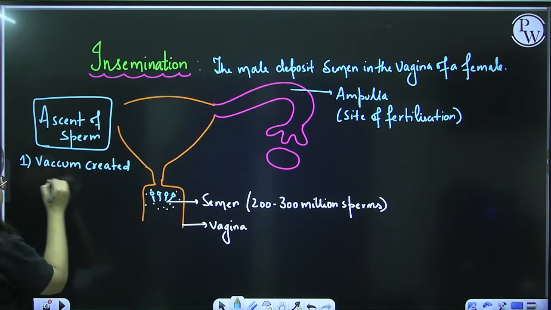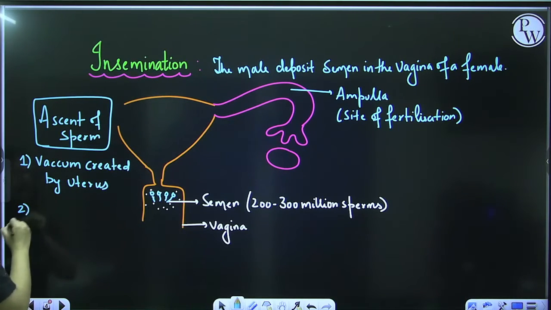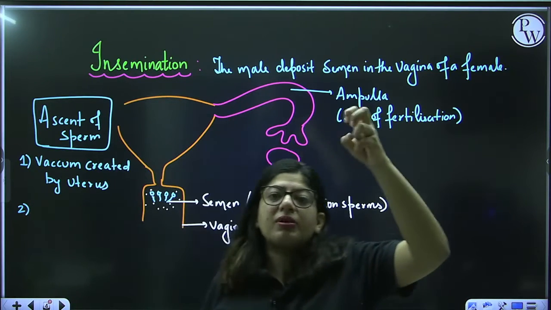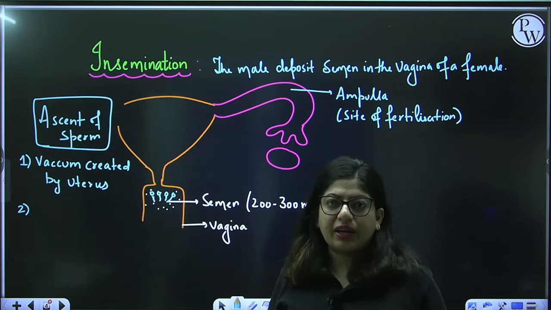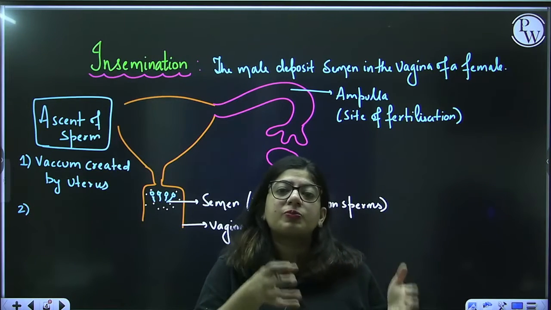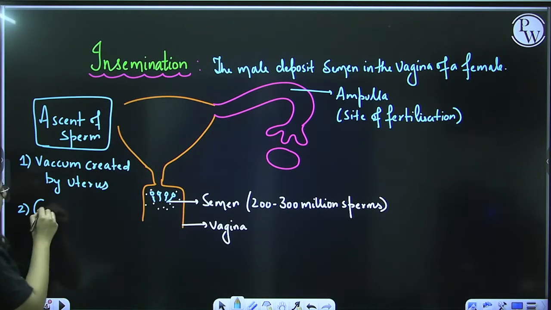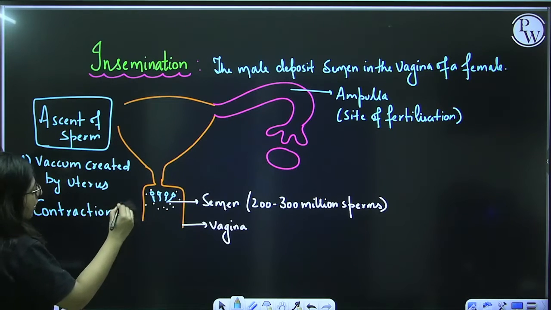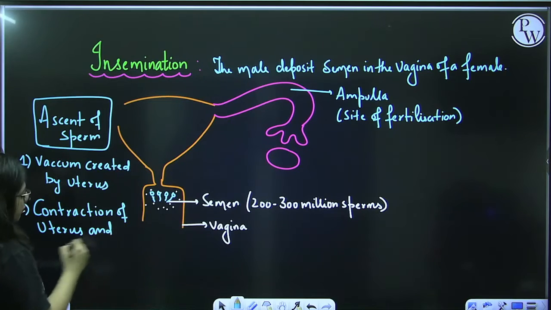Vacuum created by the uterus. The second thing: during sexual intercourse, the female's vagina and uterus undergo muscle contractions. So contraction of the uterus and vagina will also allow the sperm to move up. So the second thing responsible for the ascent of sperm is contraction of the uterus and vagina.